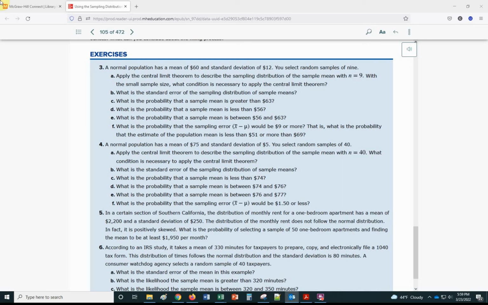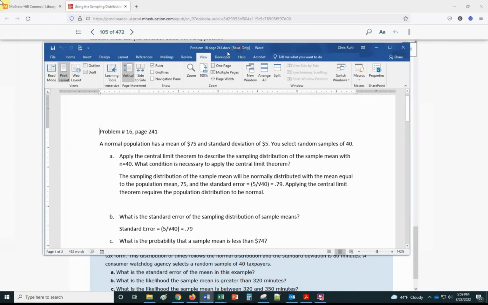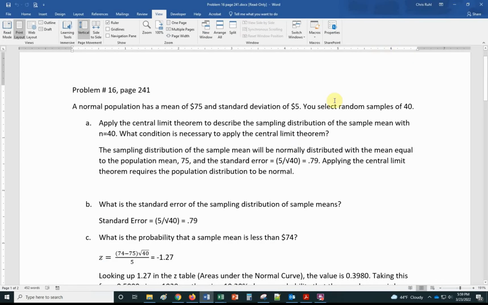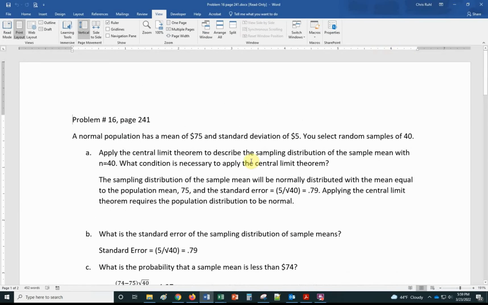Gotta find it real quick. Oh, here it is. Okay, I've got number 16, which is this number 4 right here, in a document. So here it is, and I wrote out the question as well as the answer.